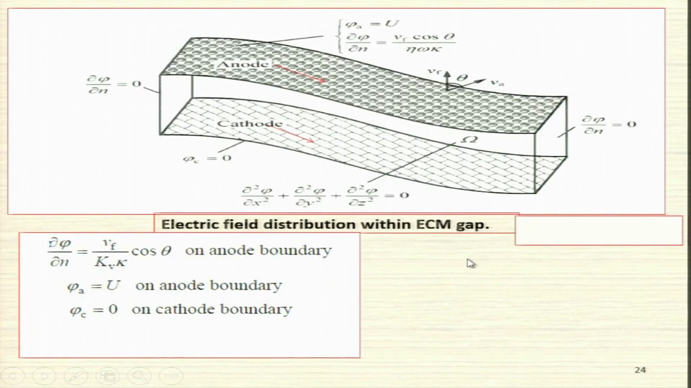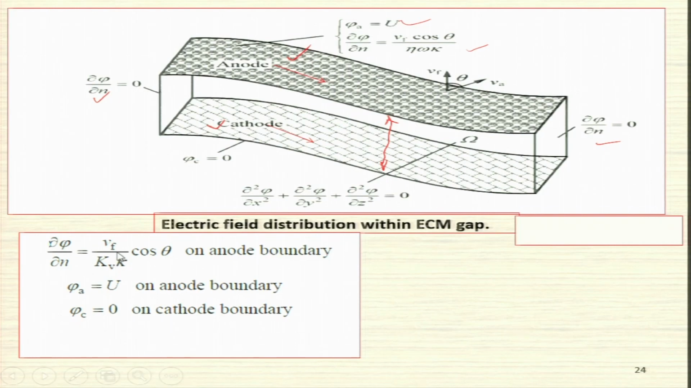Now this is for the finite element method, 3-dimensional. You can see here, this is the anode, this is the cathode, and between the two you have the inter-electrode gap. And here at the boundary you have del phi over del n equal to 0, and here at the anode shape phi is equal to u, some potential being applied, and del phi over del n is equal to Vf kV cos theta over k, and all those things are given there.